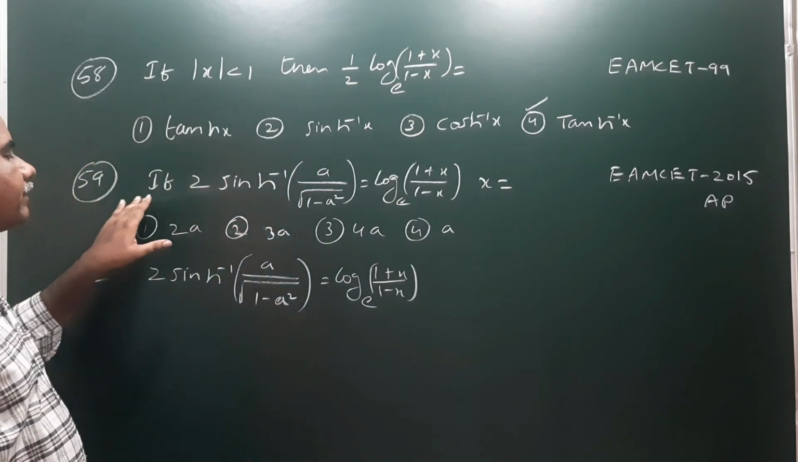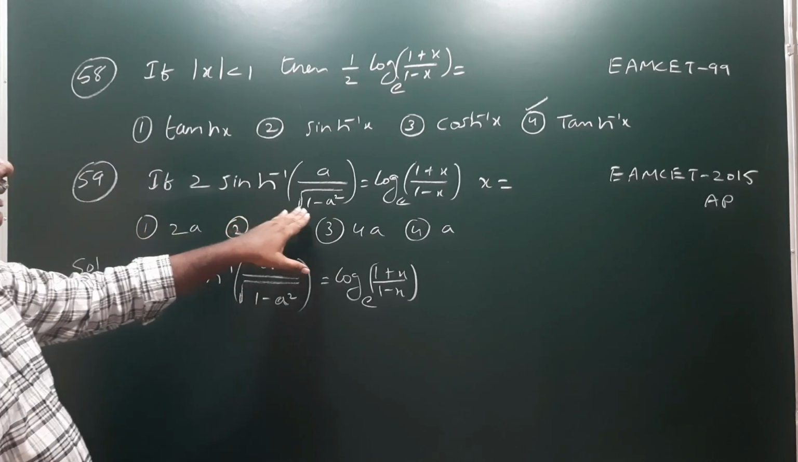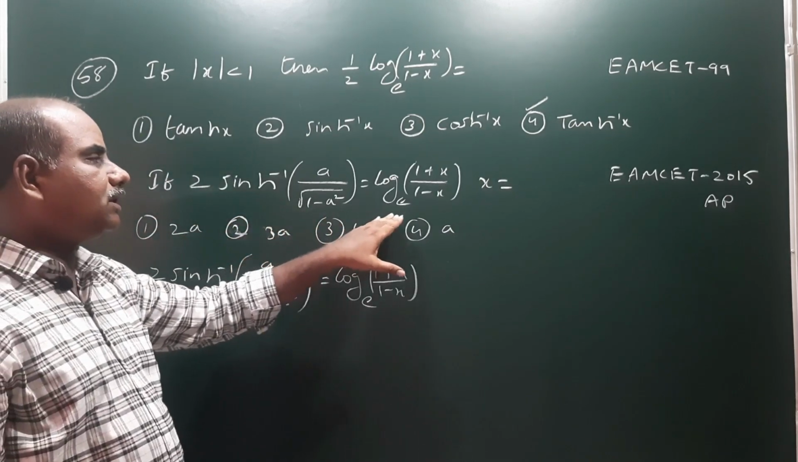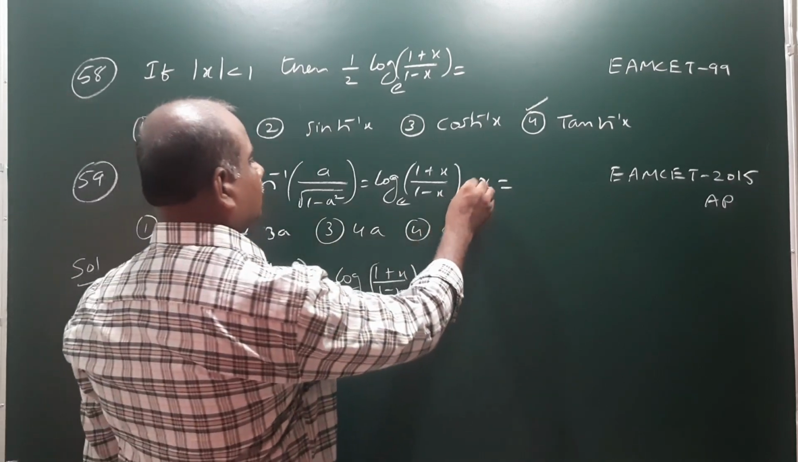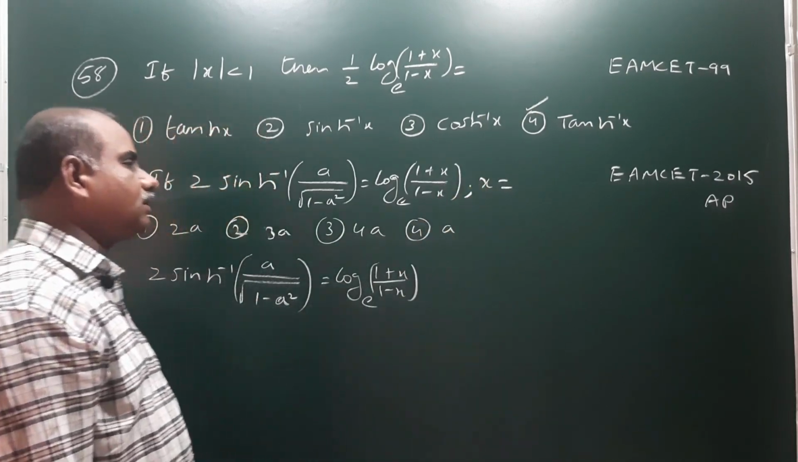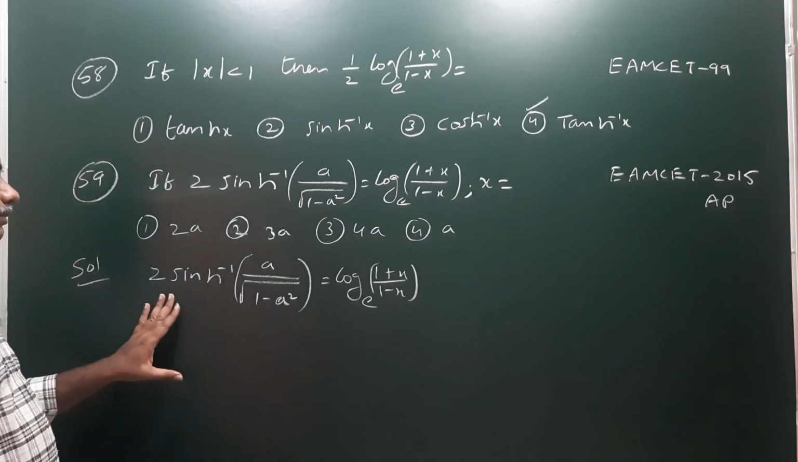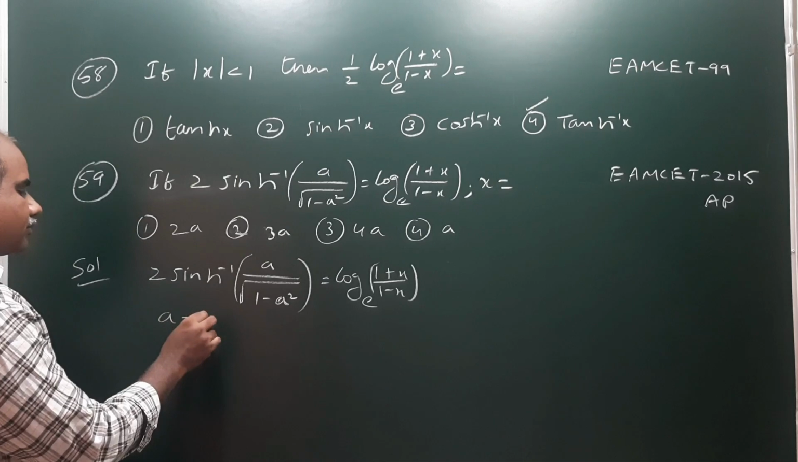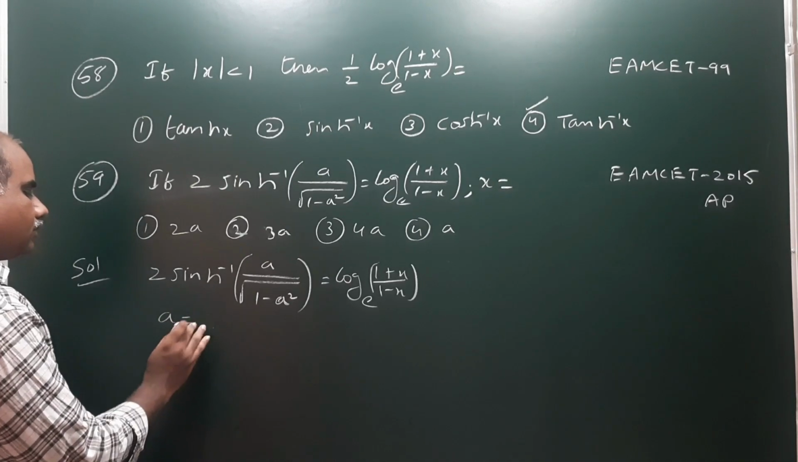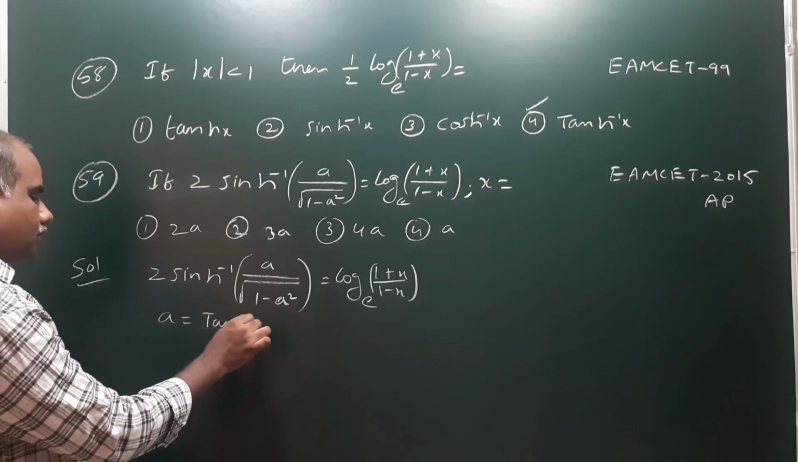And 59th one, if 2 sin h inverse a by root of 1 minus a square is equal to log 1 plus x by 1 minus x, then x is, so we have to find out the x value. Here let us take one substitution. The substitution is a is equal to tan h theta.